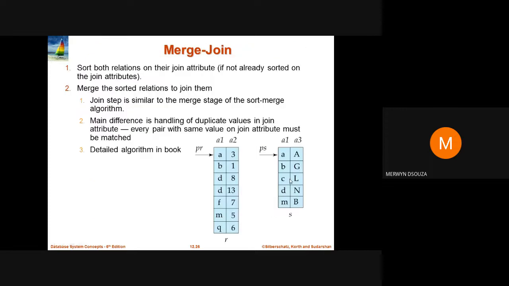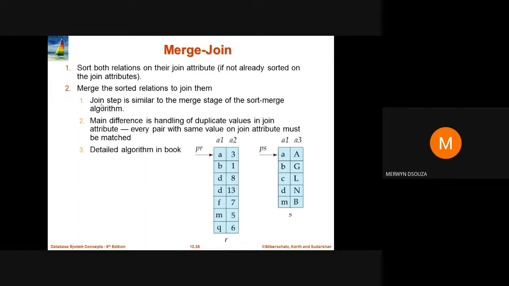The last algorithm that we are going to look at with respect to joins is the merge join, or we could also call it sort merge. We assume that the data is sorted. Otherwise we need to apply step one, and therefore we need to include the cost of sorting. If the data is not sorted, we need to sort both the relations based on their join attribute. Once it is sorted, apply the second step: we merge the sorted relations to join them.